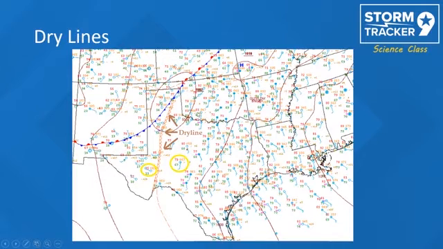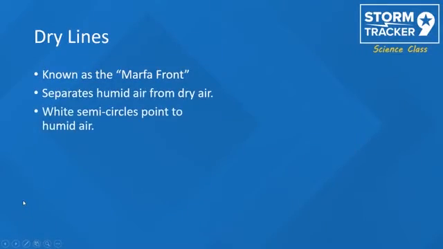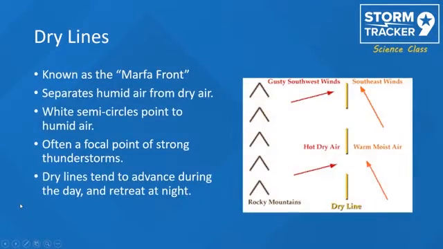Much more humid air to the east of the dry line, a bunch of dry air to the west of the dry line. And of course, if you live here long enough, you know that these things can be known as the Marfa front. It separates that humid air from the dry air. Sometimes it can be represented with these dashed lines, but Anthony, Dylan, and I typically use those yellow semicircles, not white, should be yellow. And the semicircles point in the direction of the more humid air. And often it's a focal point for strong thunderstorms.